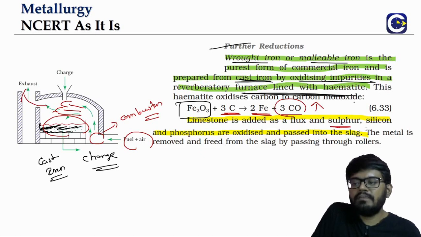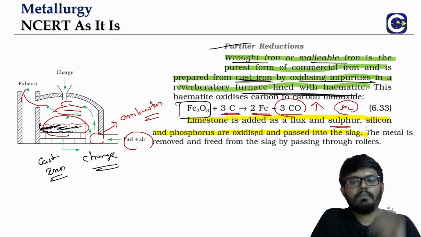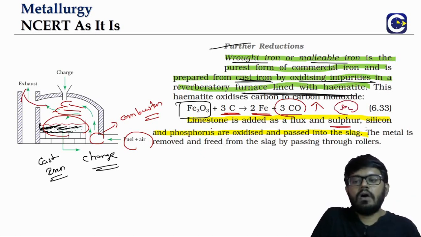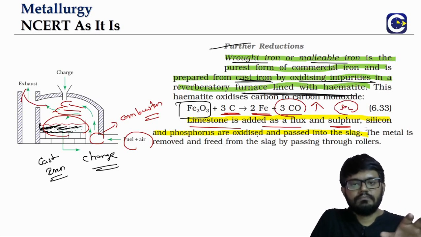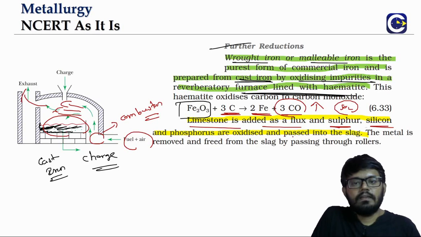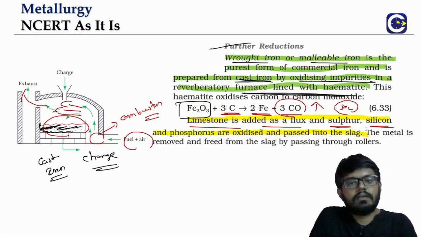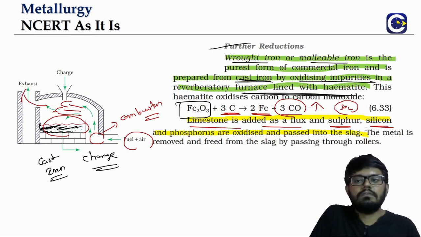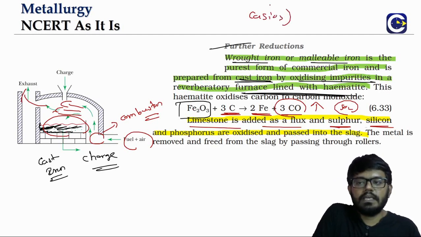Even sulfur will be forming what? SO2. Along with this we will also mix some limestone. If you mix some limestone, what happens? The silicon that is there first gets converted to SiO2. Then it will form what? Calcium silicate. Same way phosphorus also.